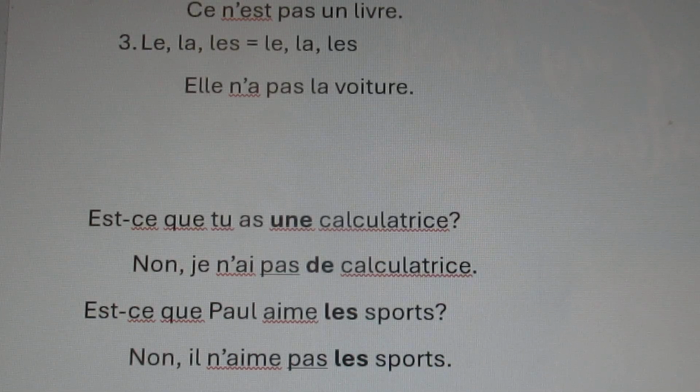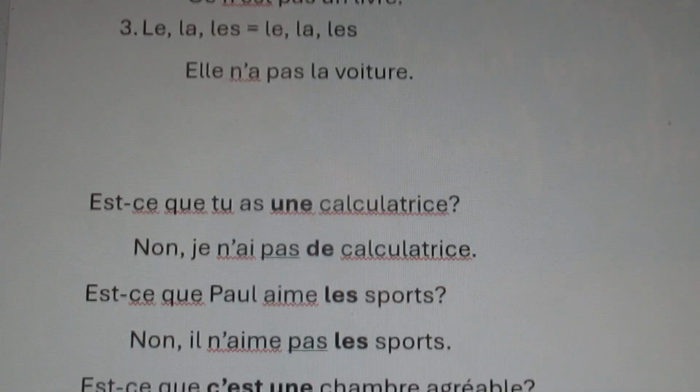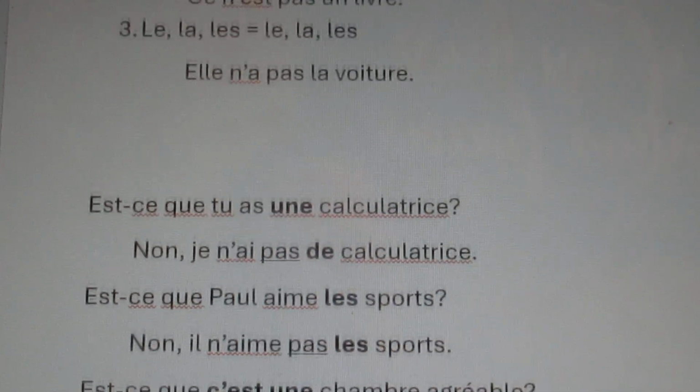Let's look at the next one. Est-ce que Paul aime les sports? Does Paul like sports? Non. Il n'aime pas, there's my negative, les sports. He doesn't like sports. So we're noticing that with les, it is not changing. So our une went to de after our negative, but our les stayed the same. So we're following our rules there. Then we have our final example.